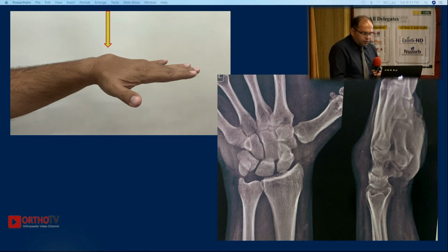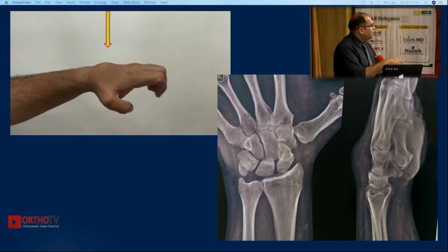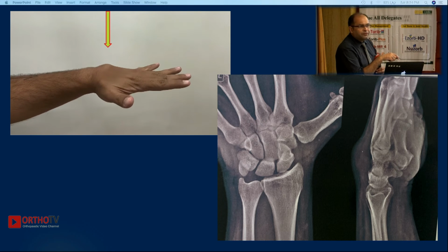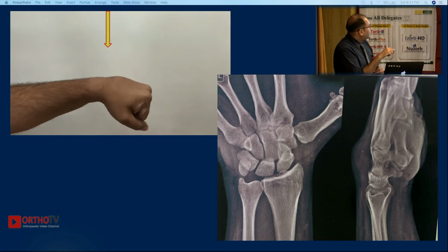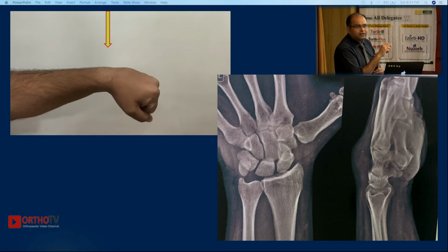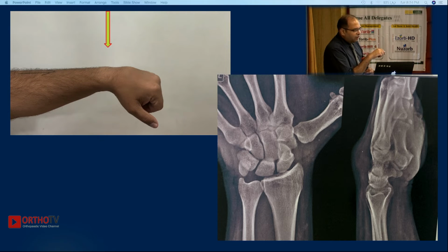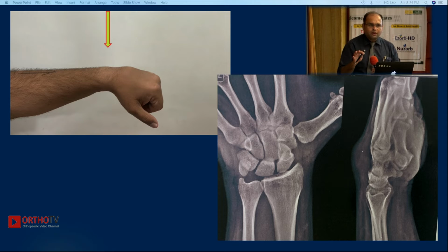Now I would like to show another soft tissue case where the X-ray is reasonably normal. There is no bony involvement. If you see this soft tissue bump, wrist movements are absolutely all right. I will show how this is called extensor tenosynovitis. Now, what do we see on imaging?